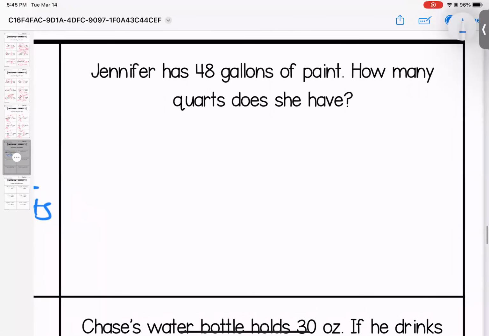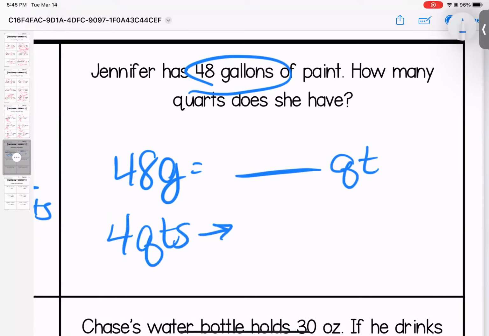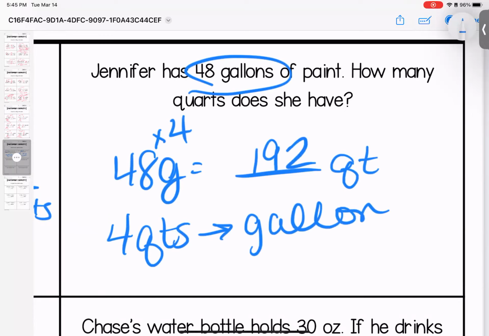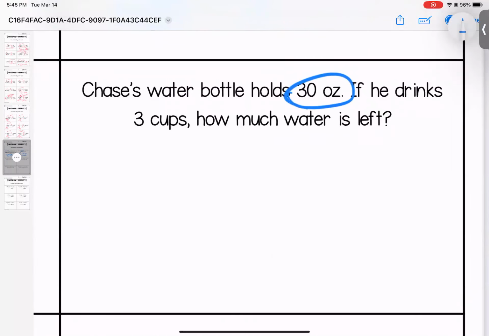Jennifer has 48 gallons of paint. How many quarts does she have? So we have 48 gallons equals an unknown amount of quarts. I know that there are 4 quarts in each gallon, which means I have to multiply this by 4. I get 192 quarts.